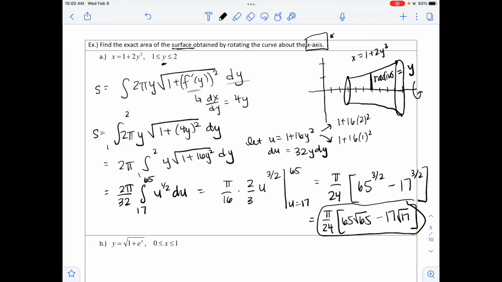So there's another example right below this that I'm going to go ahead and circle that we'll look at together in class.